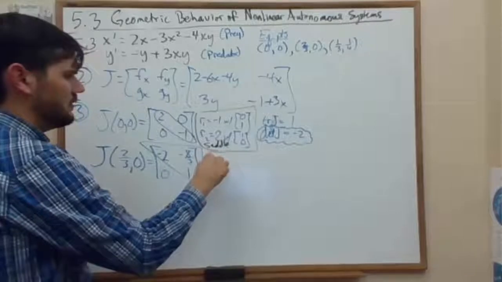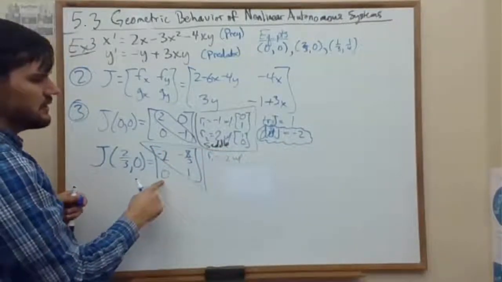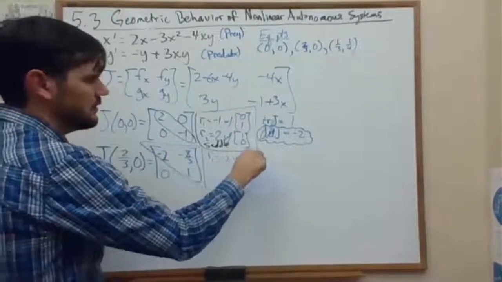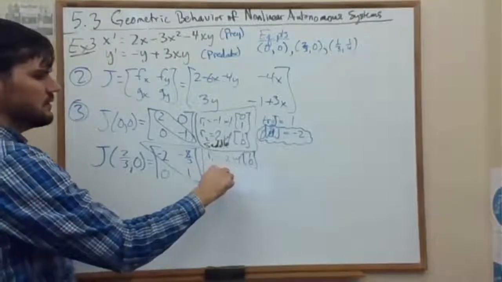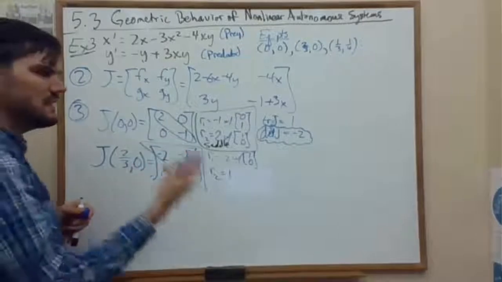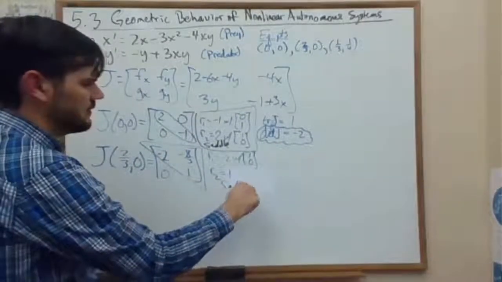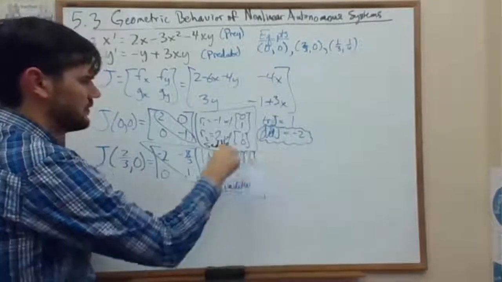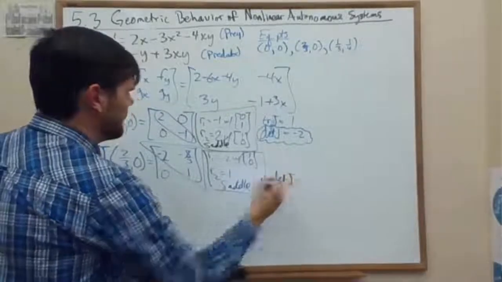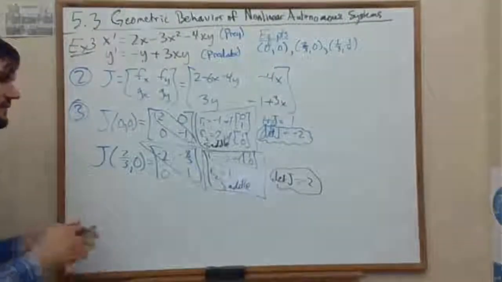Here we have r1 equals negative 2. Since it's on the edge with a 0 below it, we know that's with the eigenvector (1, 0). r2 equals 1. We could find the eigenvector for it, but it's not an easy one. So this is clearly a saddle as well. And we can check the determinant of J is negative 2. That's enough to show it's a saddle.